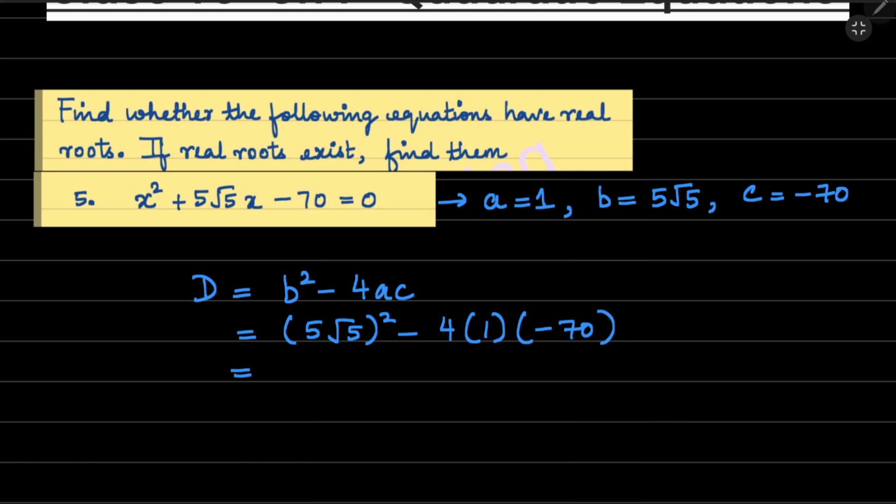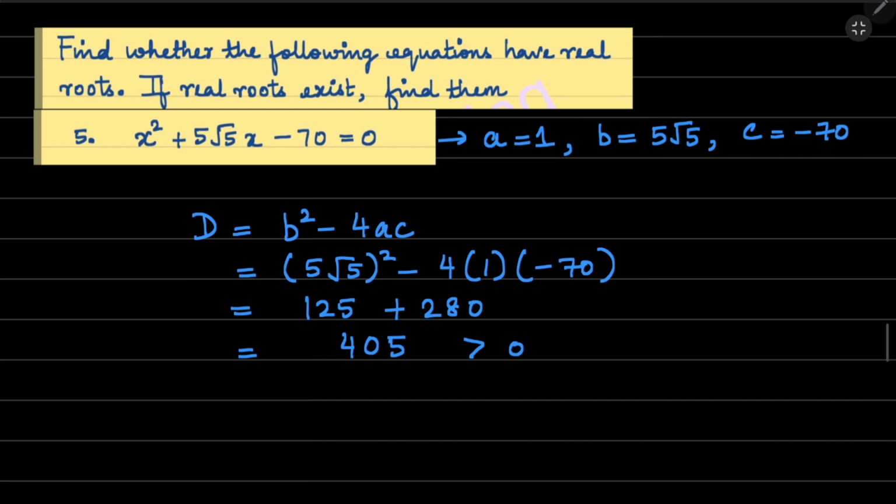5 root 5 the whole square is 5 5s are 25. 25 multiplied by 5 is 125. So 125 minus into minus is plus. 7 4s are 28. Add a 0. What is 125 plus 280? So you have 405. It is a positive number which is greater than 0.